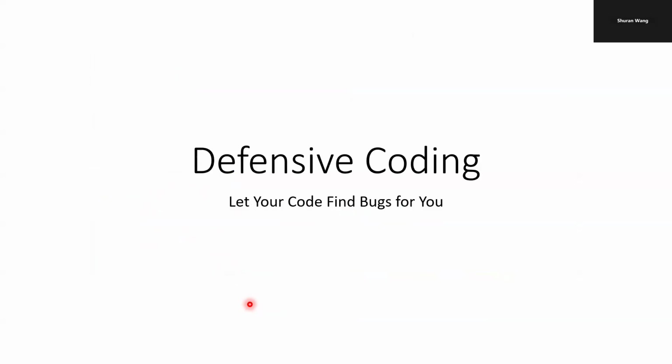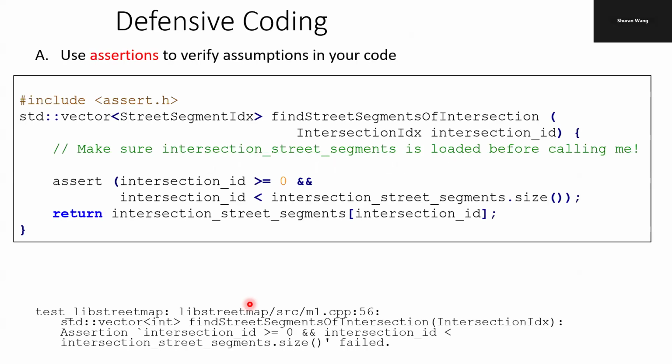Defensive coding is the last part. So you don't have to do defensive coding in this course. Your TA is not going to deduct any marks if you don't use it. Defensive coding is the coding style that allows your code to find errors for you without even having to write unit tests.